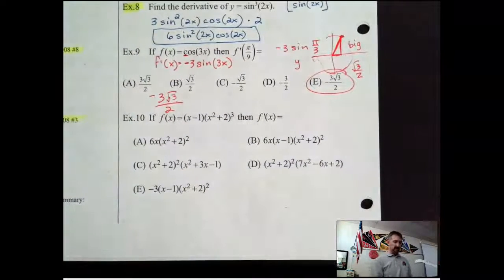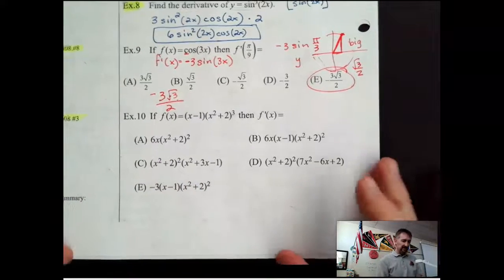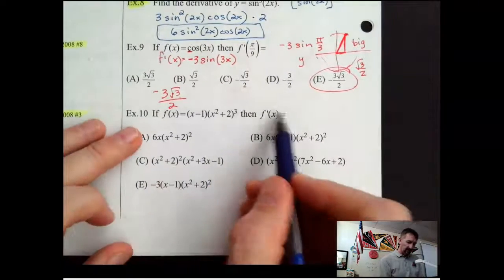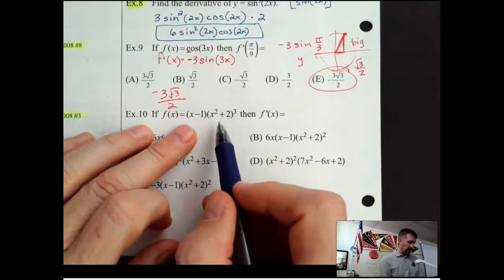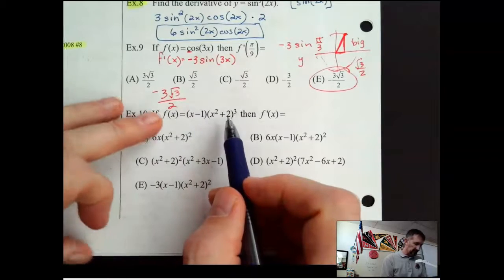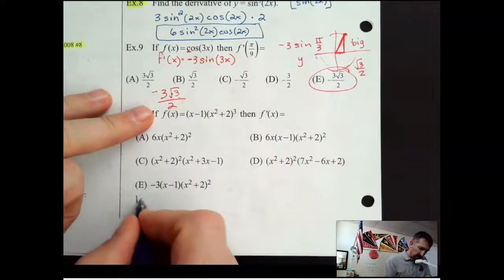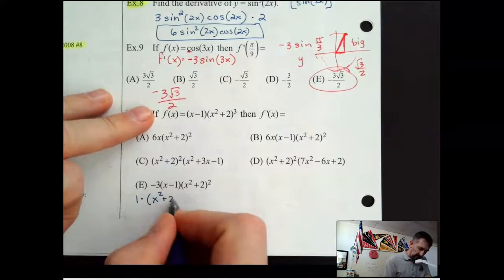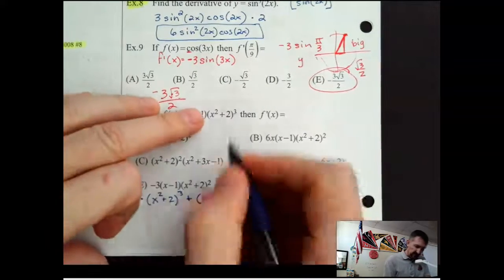Okay, last one. Let's wrap this up. Both these last two were on the 2008 AP exam. So that's an actual AP question. Find the derivative. So this is going to be the product rule and a chain rule. So if we do the derivative of the first thing, we get 1. Derivative of the first thing times the second thing, plus the first thing times the derivative of the second thing.